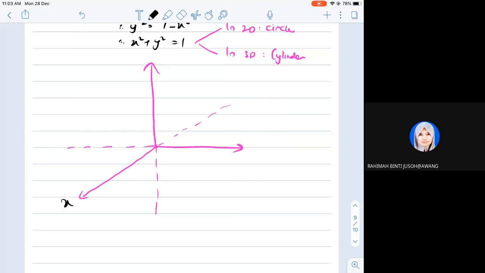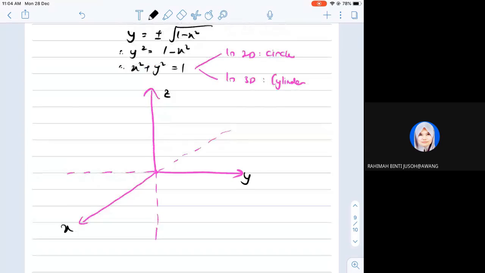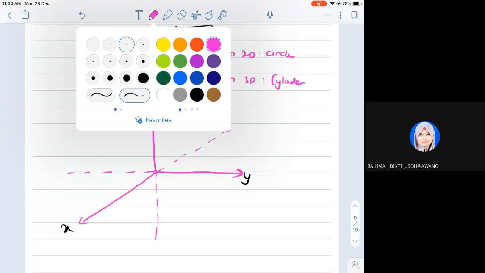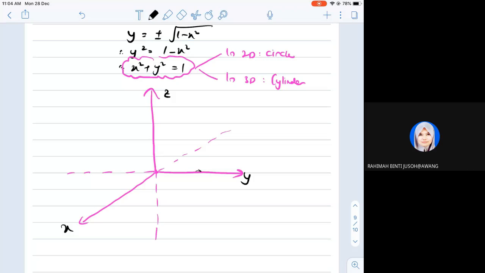Okay, so x, y, and z. Okay, so cylinder, x squared plus y squared. We don't have z, isn't it? So no z. Means the cylinder must be parallel along z lah. Dia tak ada z. So the cylinder must be parallel along z. So buatlah satu cylinder parallel sepanjang paksi z.